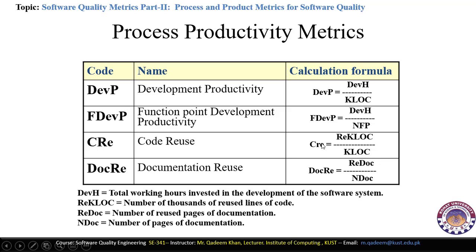That is, code reuse matrix is equal to RE KLOC, the number of thousands of reused lines of code, divided by KLOC, the total number of thousands of lines of code in that particular project. So all these values will be in fractions, that is, in points.